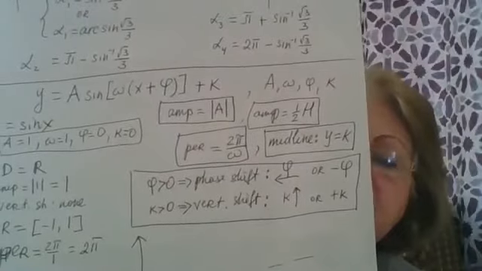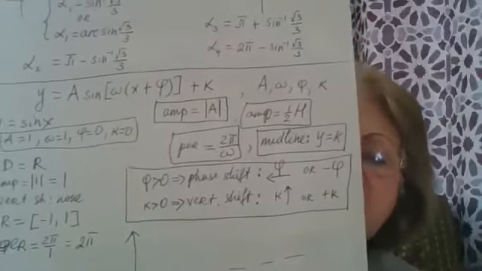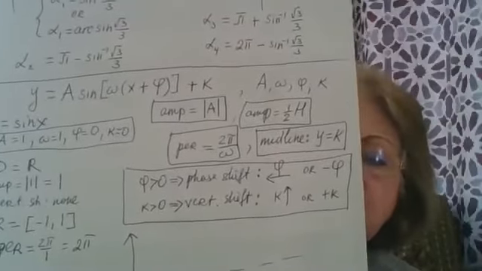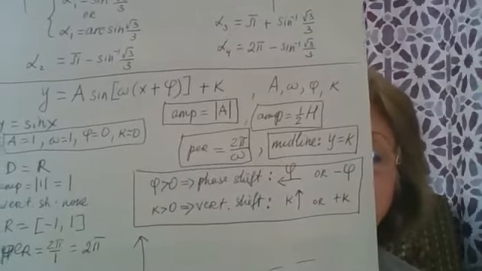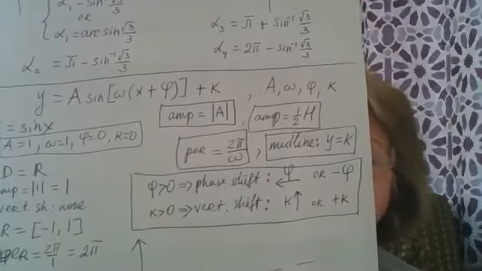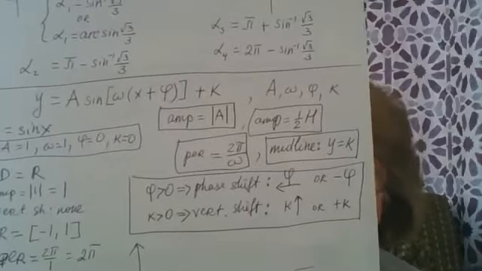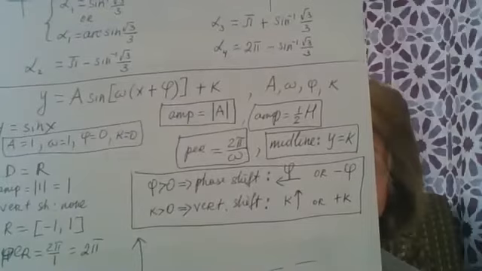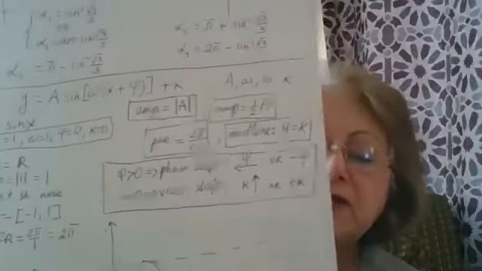Phi is affiliated with phase shift, or we can call it horizontal shift. K is affiliated with vertical shift. In this box, I am only considering phi as a positive number and k as a positive number, but you need to understand that phi can be negative as well as k. K also can be negative. So please be careful with that. Okay.